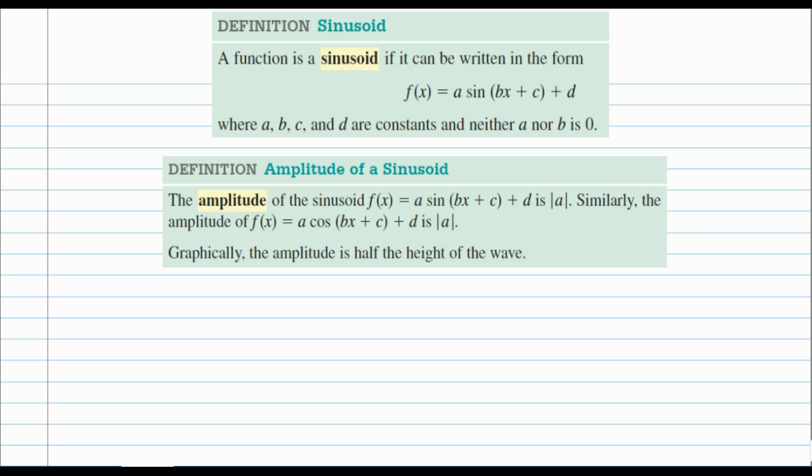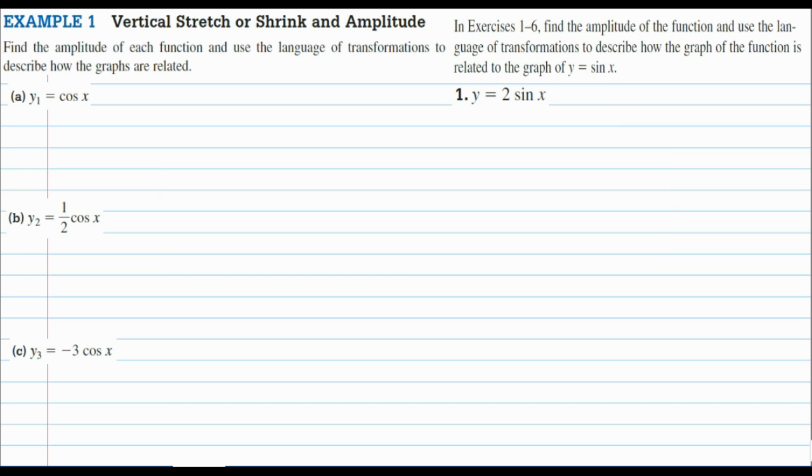Now, looking at a specific characteristic of a sinusoid, the amplitude of the sinusoid, f of x equals a times sine of bx plus c plus d, is half the height of the wave. So your book says that that's the absolute value of a, and I'll show you why in just a second. So we're going to find the amplitude of each function and use the language of transformations to describe how the graphs are related.